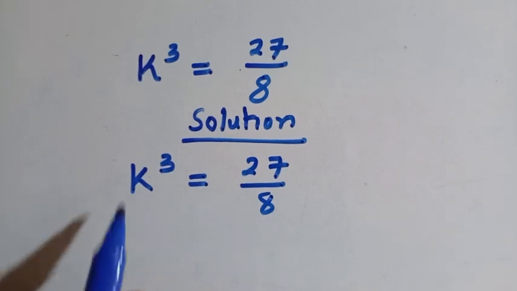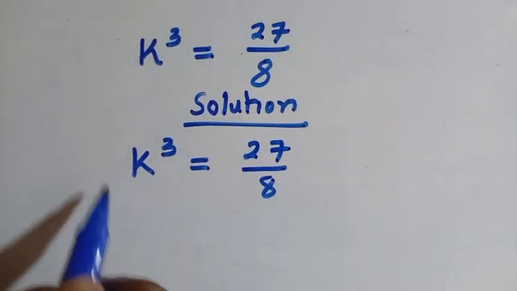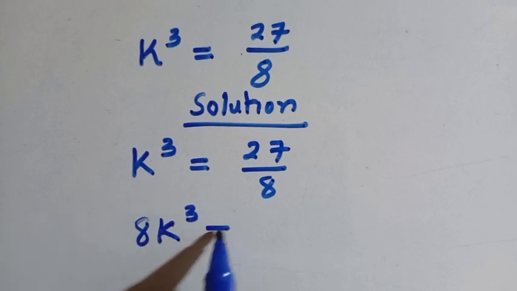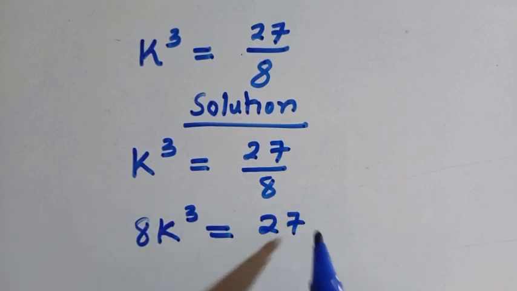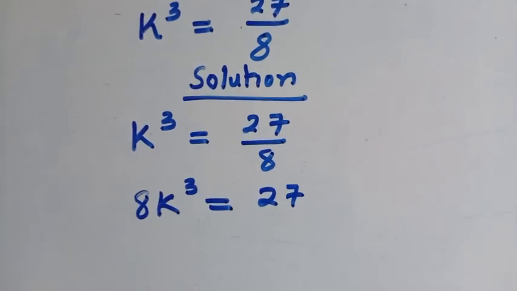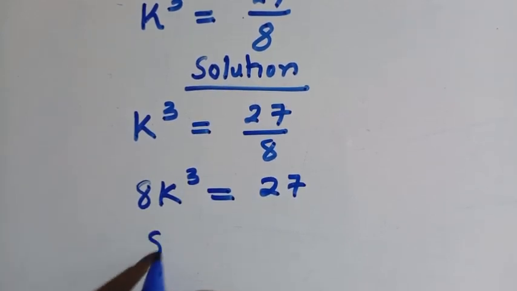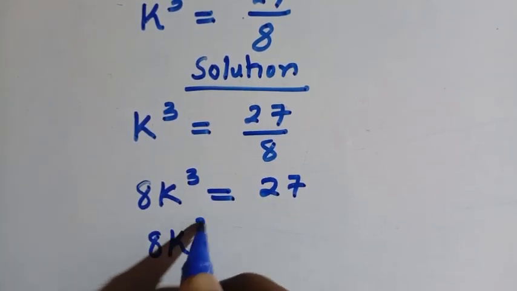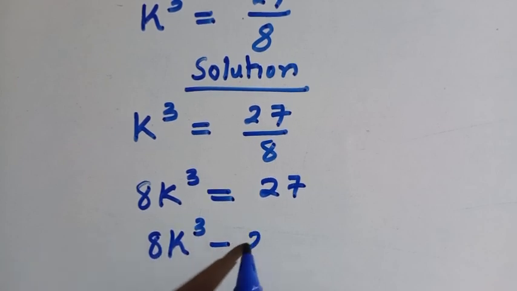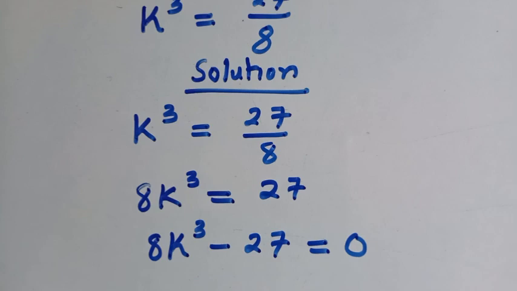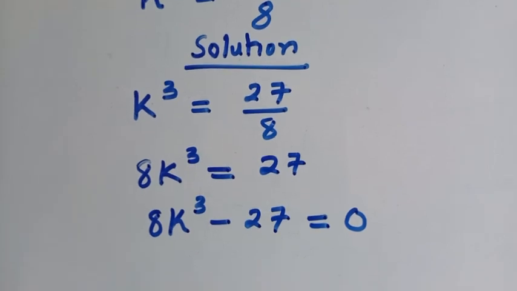So let's try to cross multiply first. By multiplying this with this, we have 8k to the power 3 equals 27. So by transferring 27 to this side, we have 8k to the power 3 minus 27 equals 0.